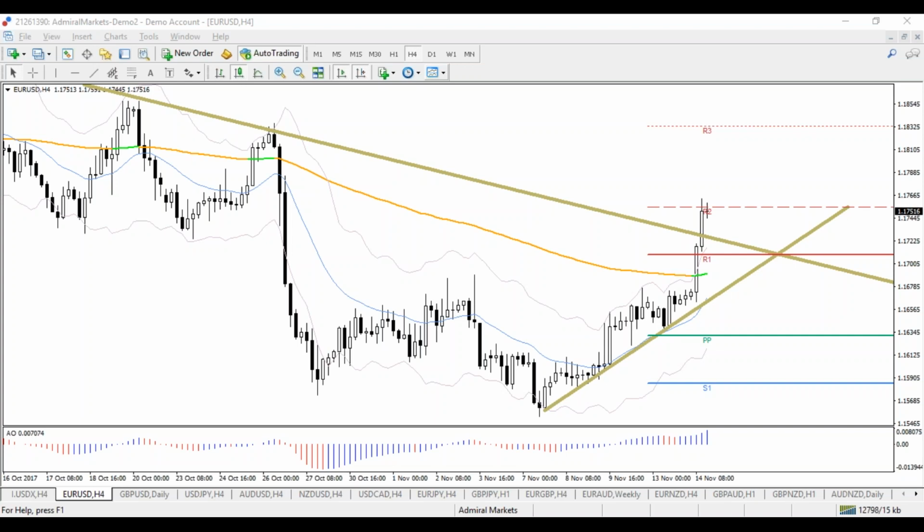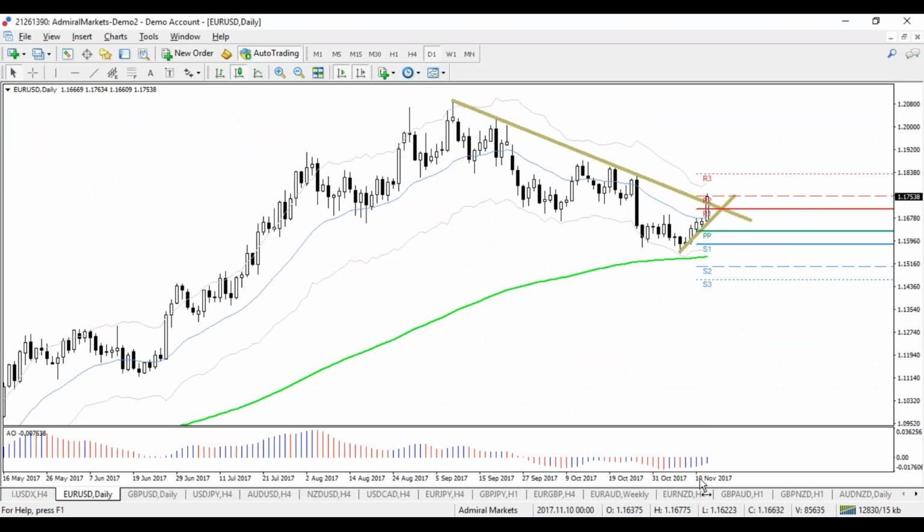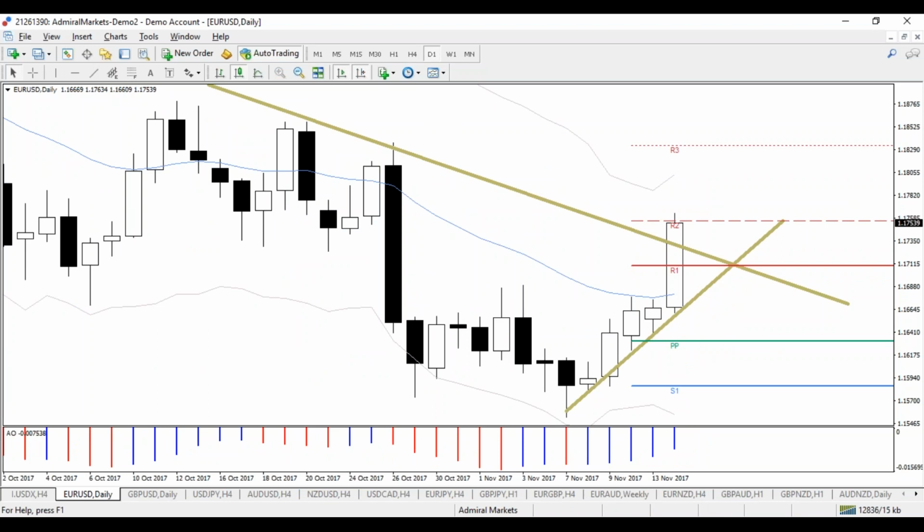Let me think if there's anything to add. Let's see. Well, that's about it. I think it's really the most important part of this analysis.